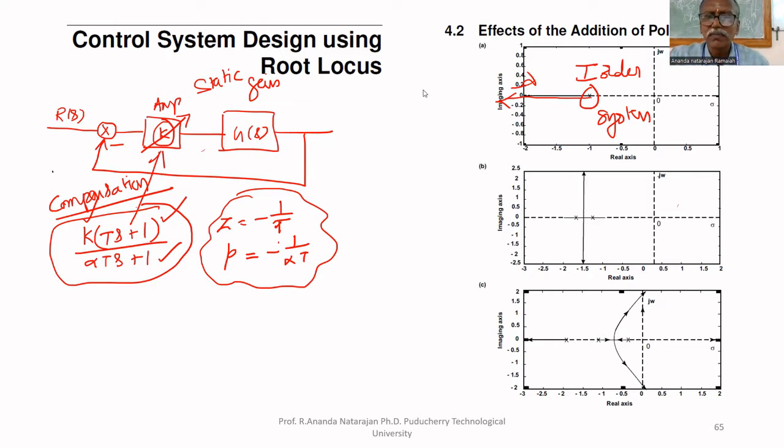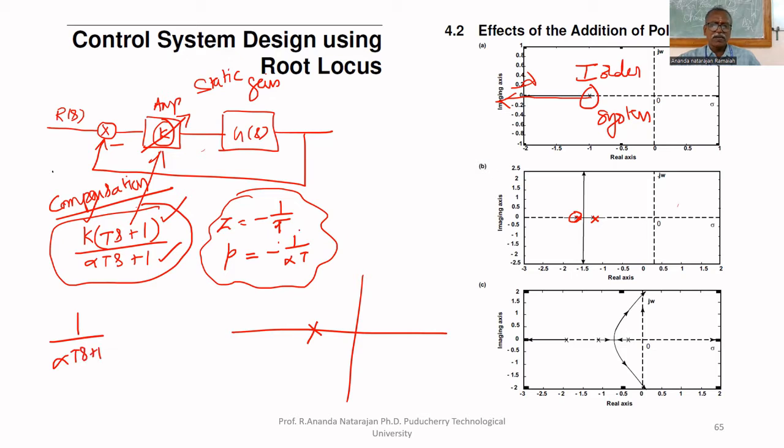Suppose I include one more pole to that system. Already one pole is there. I included one more pole. What happens now? I included it by a subsystem 1 by alpha tau s plus 1. So I included a pole at minus 1 by alpha tau. Earlier, what is the root locus?